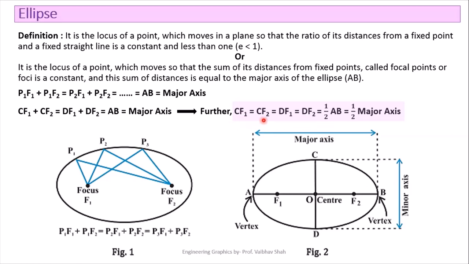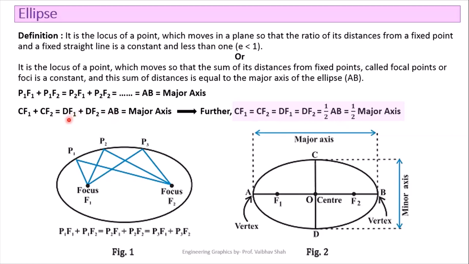CF1 is equal to CF2 is equal to DF1 is equal to DF2, and by putting this value in this previous equation, in the place of CF2, we can put CF1 once again. So we can have CF1 plus CF1, which will be 2CF1, and 2CF1 would be equal to your AB. So we can have finally CF1 is equal to CF2 is equal to 1 half AB. Or similarly in the case of this, DF1 is equal to DF2.